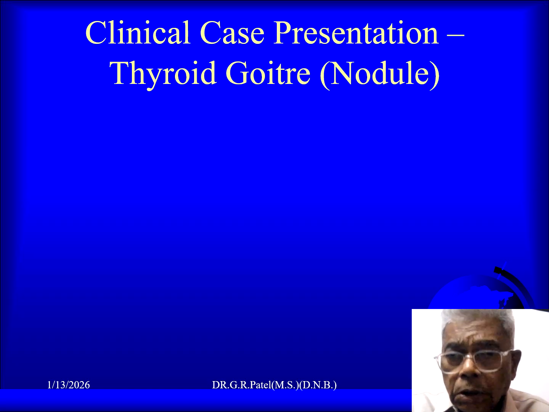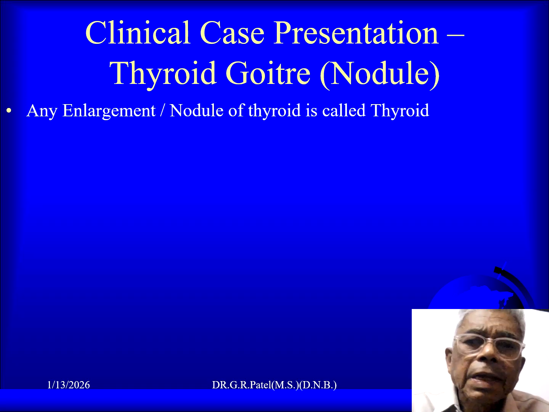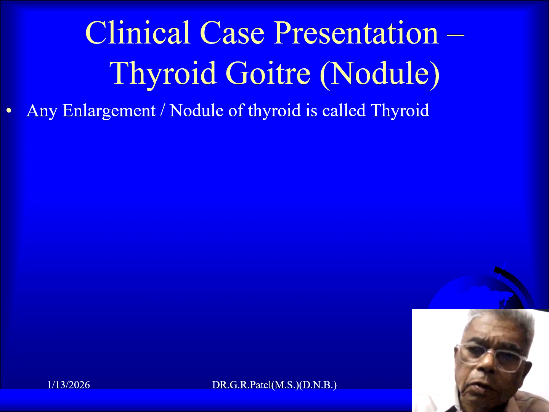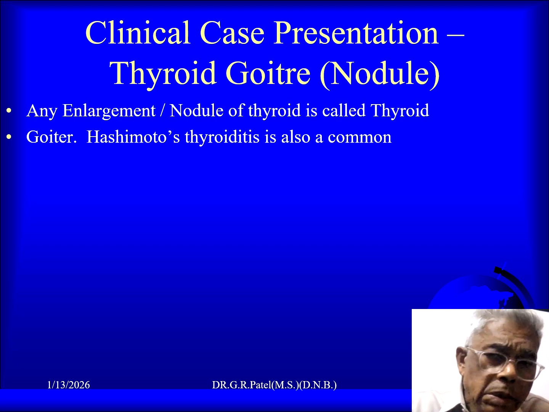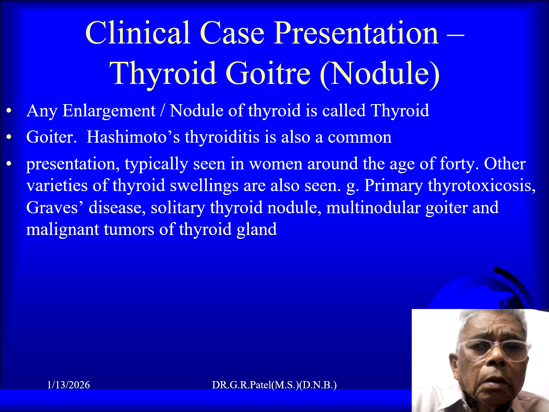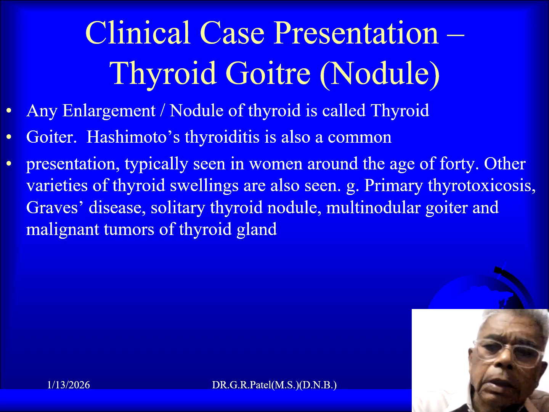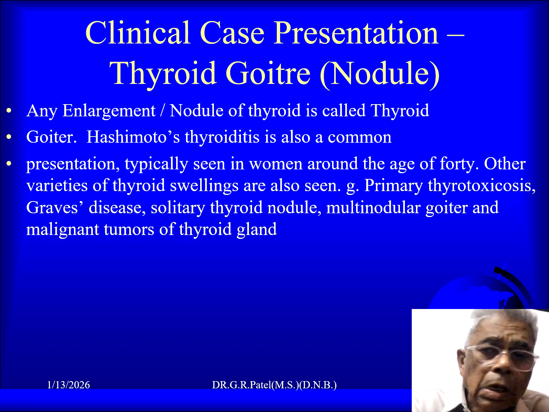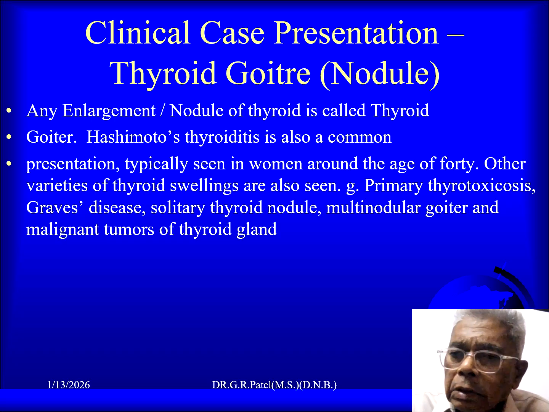Clinical case presentation, thyroid nodule, thyroid goiter. Any enlargement or nodule of the thyroid is called thyroid goiter. Hashimoto's thyroiditis is also a common presentation, typically seen in women around the age of 40. Other varieties of thyroid swelling are also seen, as for example, primary thyrotoxicosis, Graves' disease, solitary thyroid nodule, multinodular goiter, and malignant tumors of the thyroid gland.